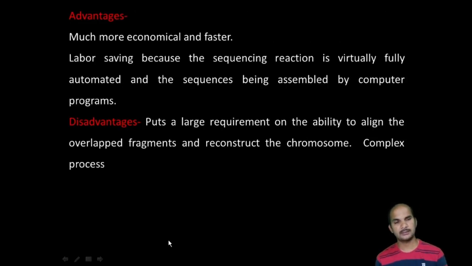The advantage here is that it is much more economical, faster and labor saving, because the sequencing reaction is virtually fully automated and the sequences are assembled by computer programs. The disadvantage is that it puts a large requirement on the ability to align the overlapping fragments and reconstruct the chromosome, a complex process.